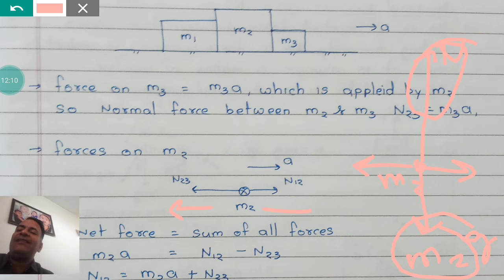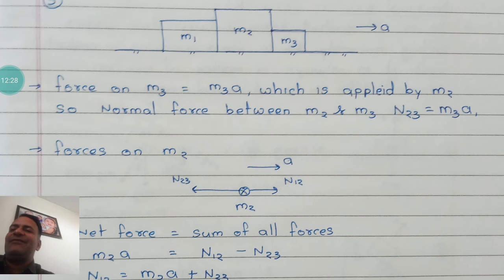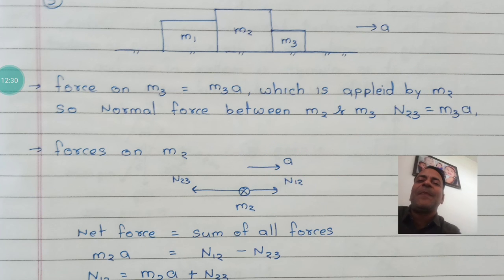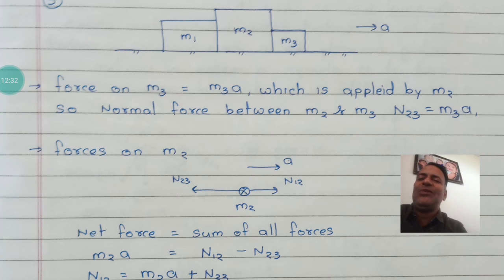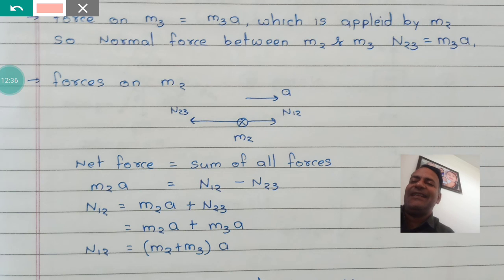Now we have to draw the acceleration. What is the acceleration of body M2? It is equal to A. Clear? So one force is horizontally to the right, one is horizontally to the left, and the net resultant force on body M2 is equal to M2 into A. Understood? The resulting force on M2 will be M2 into A. This is the net force. And what is the net force equal to? Net force equals the sum of all the forces.